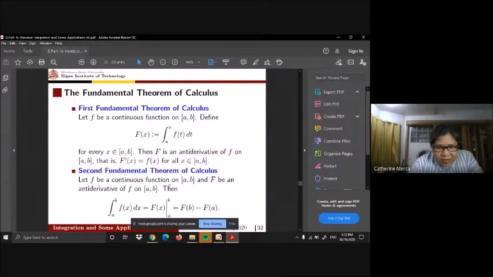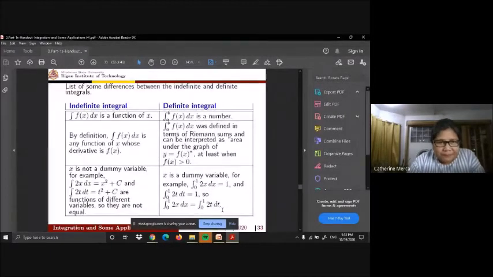For the second fundamental theorem of calculus, you can actually evaluate. That is, the integral of f of x dx from a to b is equal to whatever the antiderivative F of x is, evaluated from a to b. You substitute F of b, the upper limit, minus F of a, the lower limit. So this one, we'll have to solve.